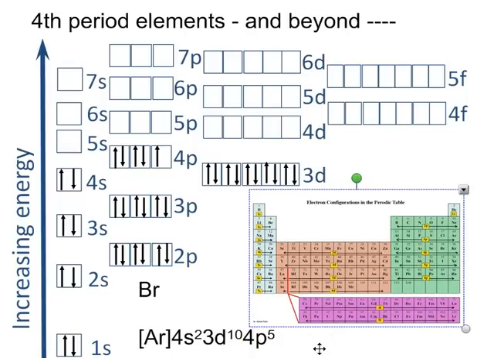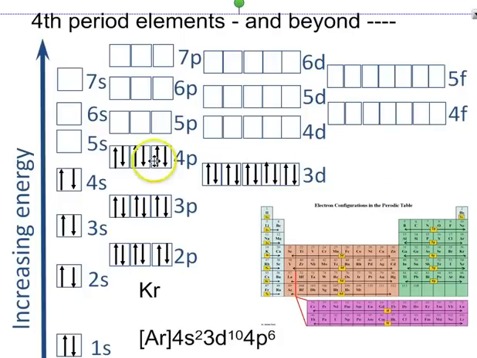Continuing on, bromine is the 5th element over in the P block, so it'll have 5 electrons in the 4p. We can see that down here in the electron configuration, argon, 4s2, 3d10, 4p5, and in the orbital diagram we can see 2 pairs and a single in the 4p. The last element in this row is going to have all the electrons filled up in the 4p. So we have 4s2, 3d10, 4p6 beyond argon.